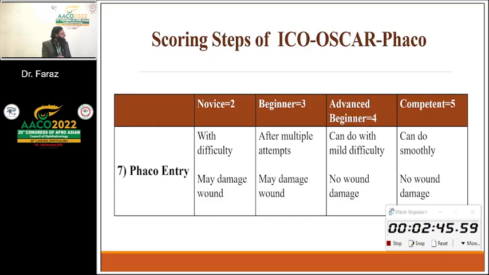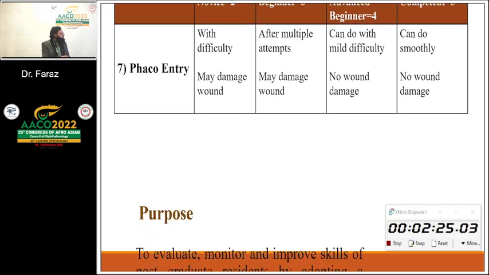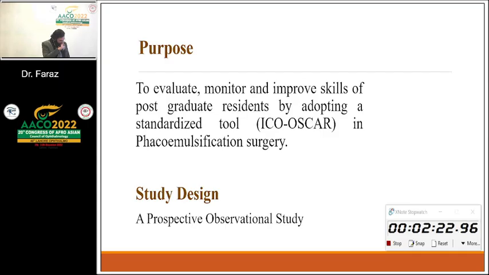And if he can enter the phaco with multiple attempts and there is a probability that he can damage the cornea, he will be graded 3. If he can do it with mild difficulty and no wound damage, he will be graded 4. And if he can do it easily and there is no wound damage, we will level him 5. So like this we have calculated 4 steps of all residents.